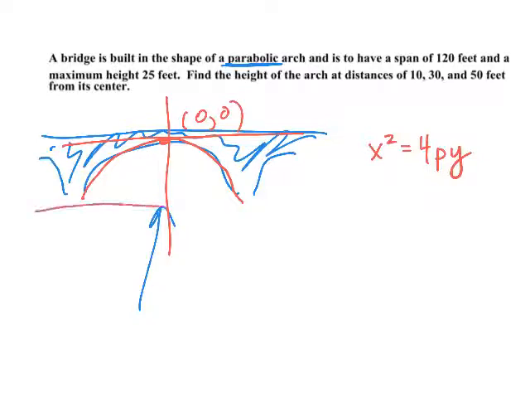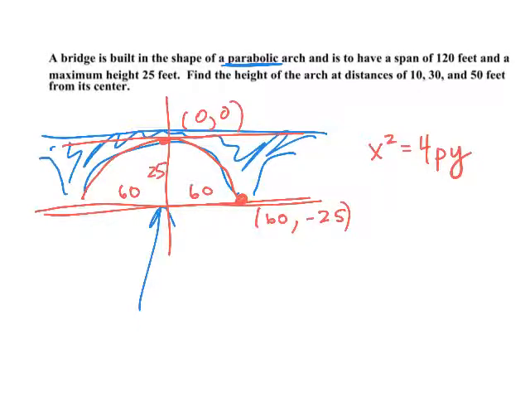All right, let's look at this. So here is the ground, and it's to have a span of 120 feet. So that means it's 60 feet in each direction. And so this is 60. And then it has a maximum height. So this distance here is 25. Well, since this is opening down, this ordered pair is actually 60 over and minus 25. And that's going to help us make sure that p becomes negative.